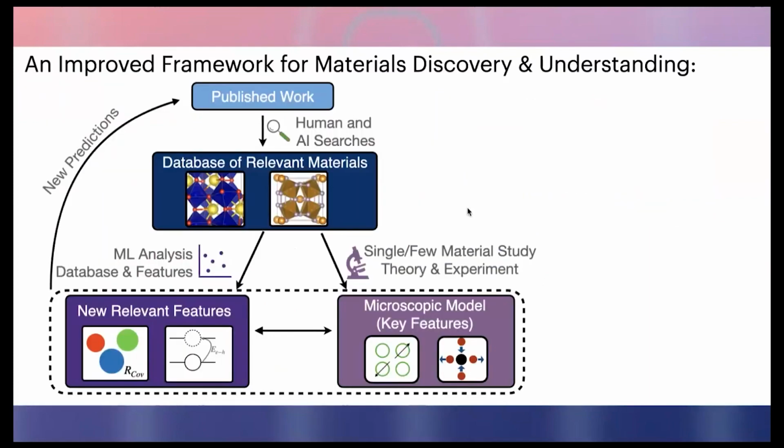The idea with this is to have an improved framework for materials discovery and understanding. You have published work, you can search, you can find new materials, build databases of materials that have a particular property, and then hopefully machine learning analysis can help inform new models, not just new materials.